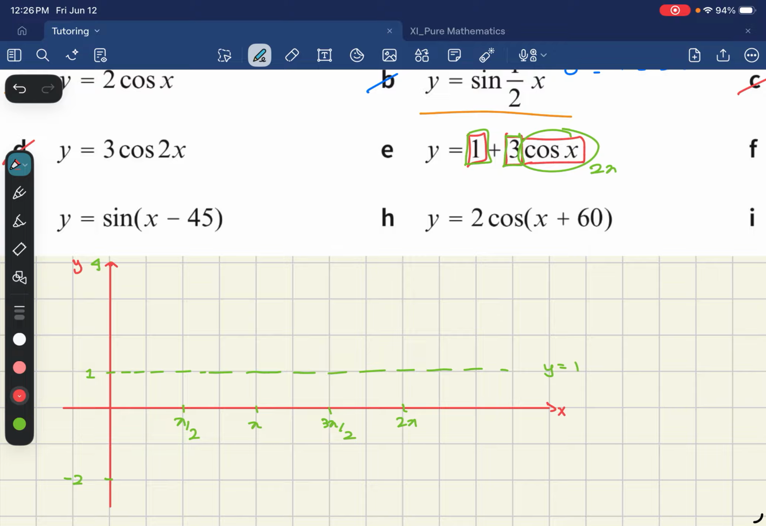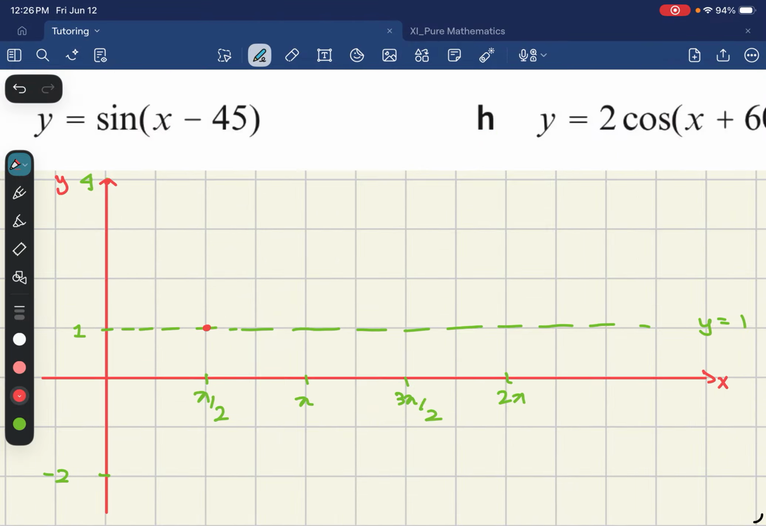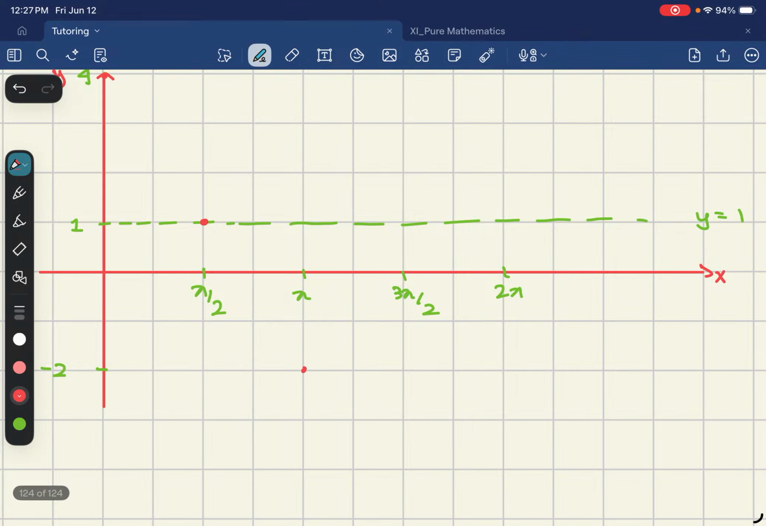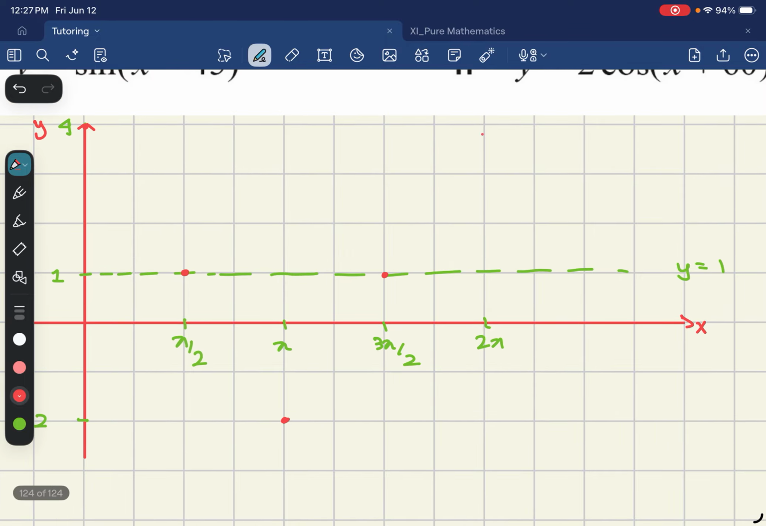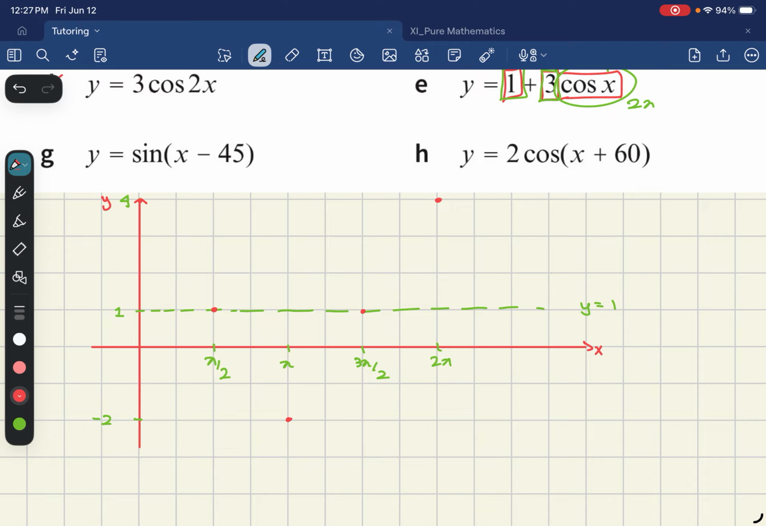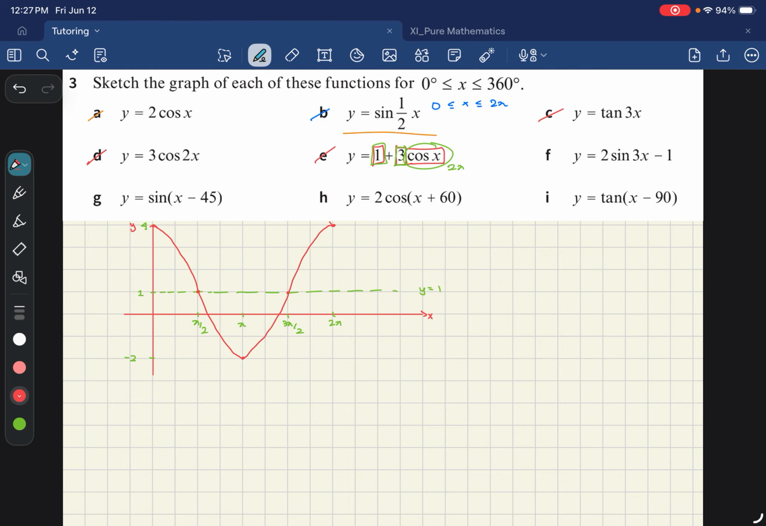I start at my maximum point. Cosine 0 is 1, right? Which is the maximum. Then I have to come down to my principal axis. And then at pi, I go to my minimum value. At 3 pi by 2, I return to my principal axis. And at 2 pi, I go up to my maximum value. Right? This is how the cosine graph usually looks. And now I just connect my points. All right, so your curve looks like this. Pretty straightforward. And we're done with E.